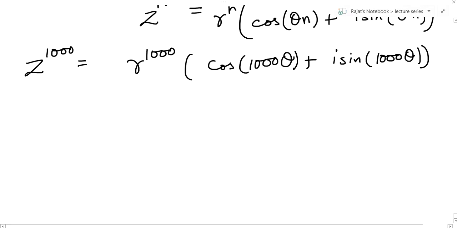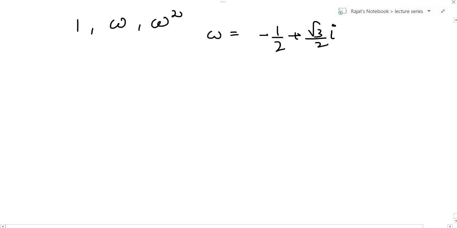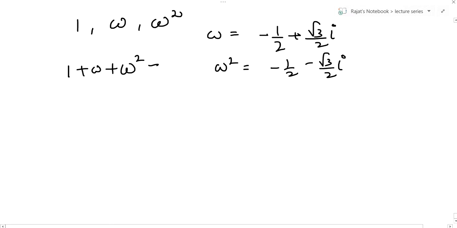Okay, let me take an illustration to help you better understand. If you remember, I told you about cube roots of unity. The roots are 1, omega and omega square. Omega is nothing but minus half plus root 3 by 2 iota. This is your discretion whether you want to take this as omega or the other one as omega. Omega square is minus half minus root 3 by 2 iota. Okay, all of us remember this. We also know that 1 plus omega plus omega square is nothing but 0.